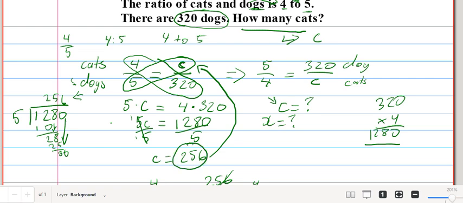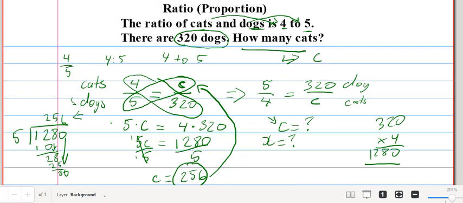And it makes sense because your ratio is 4 to 5. That means it's close, right? For every nine animals, there are 4 cats and 5 dogs. So it shouldn't be too far off from 320. And 256 isn't that far off.